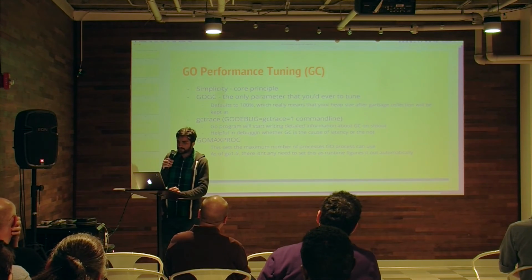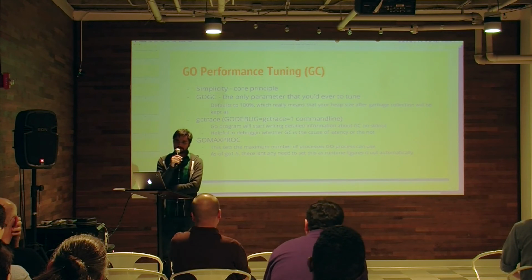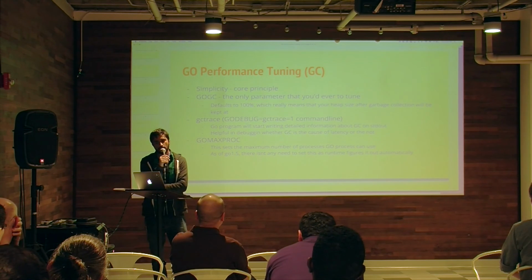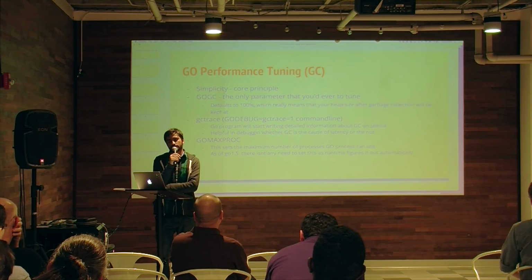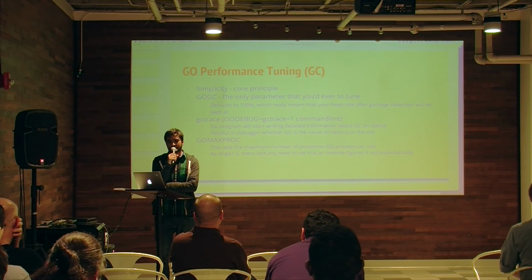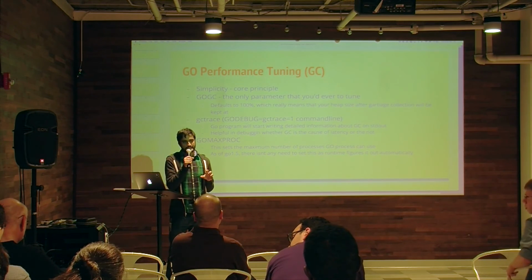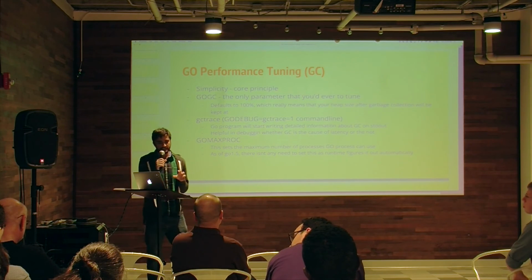So there's another parameter called GC trace. You can pass it along your command line, and every time a GC happens, it will spit out some more interesting details. So this data, this tracing, I think is very important.